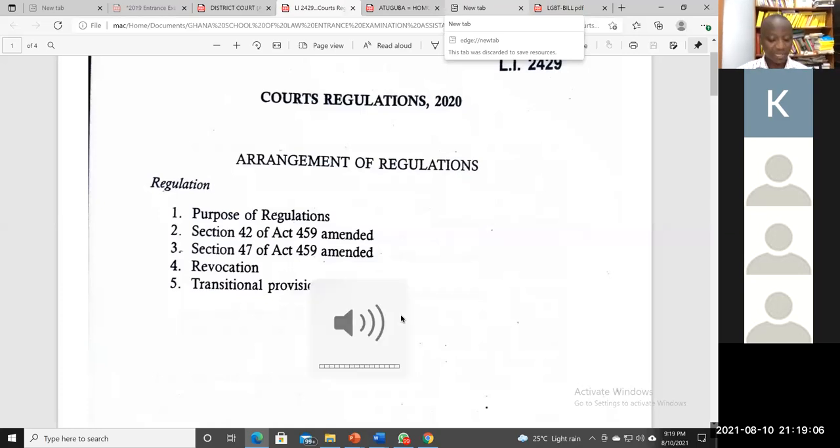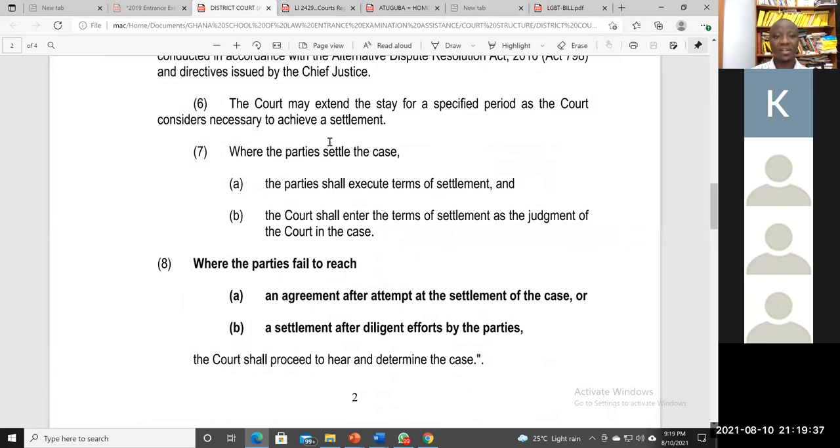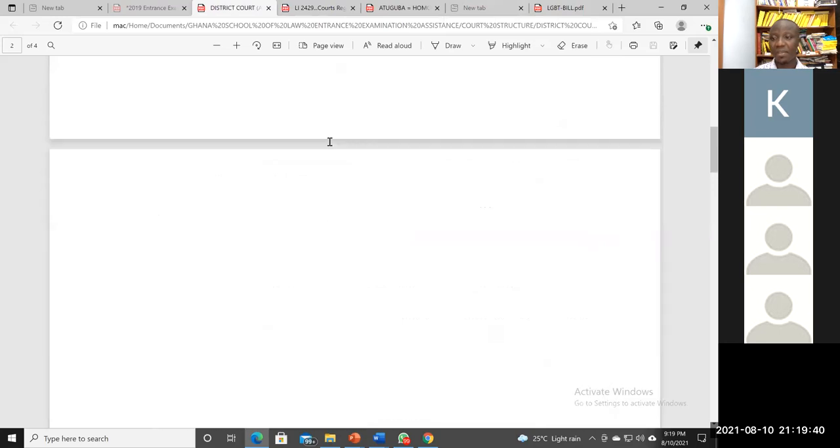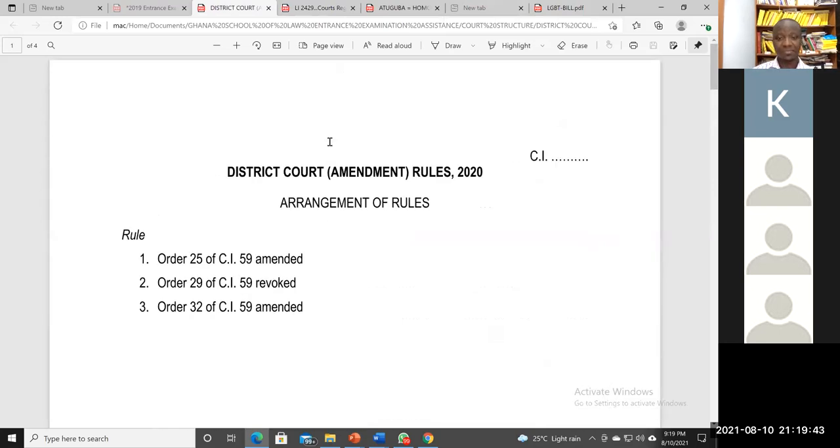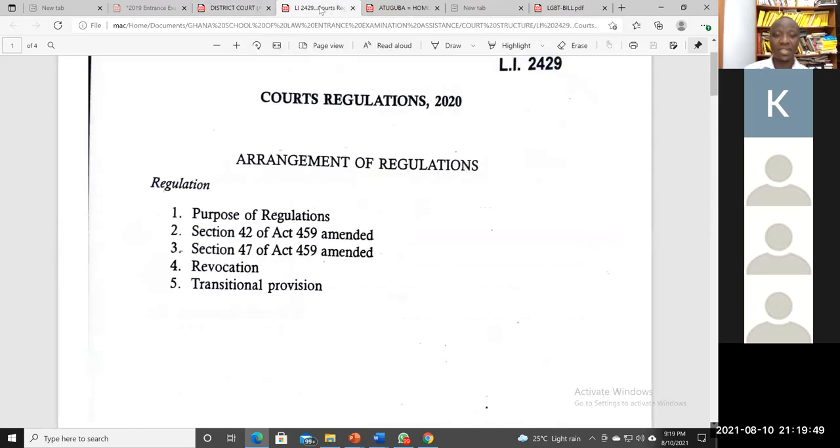So to start with tonight, we would like to use the first 10 minutes for a quick brush up on course structure before we go back and do some discussion of questions as we usually do. I have earlier sent to you the LI 2429, as well as the District Court Amendment Rules. So first we will start with the LI.